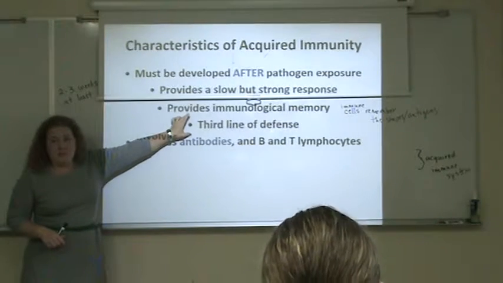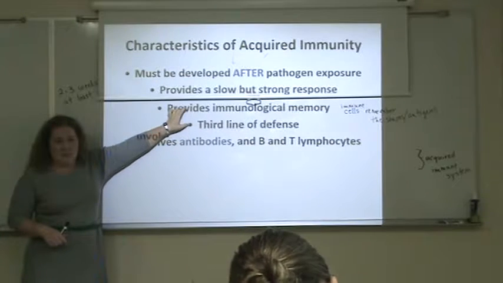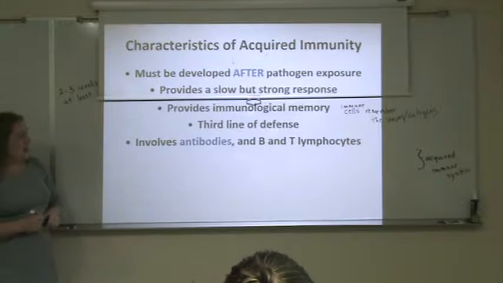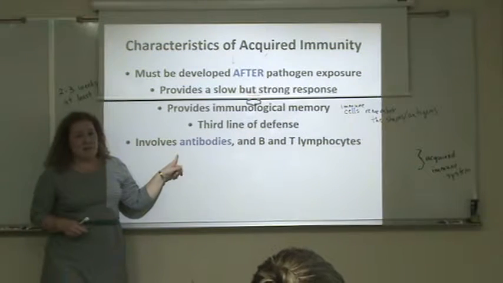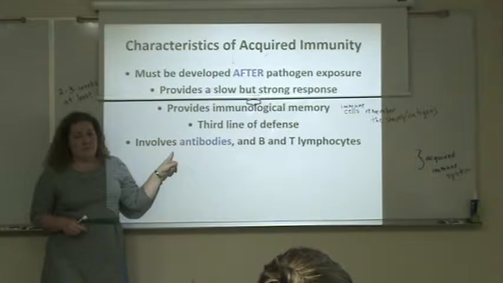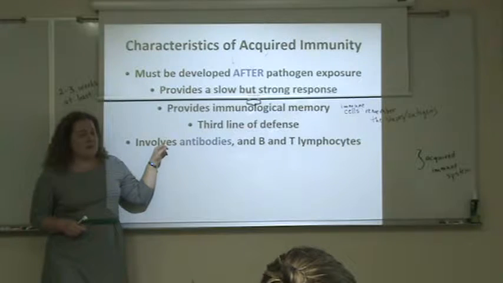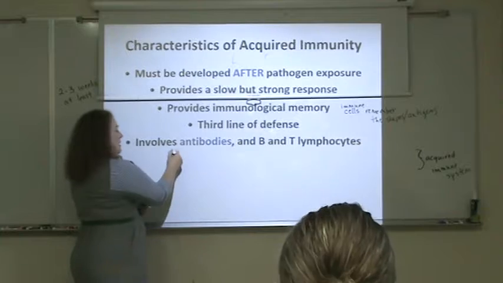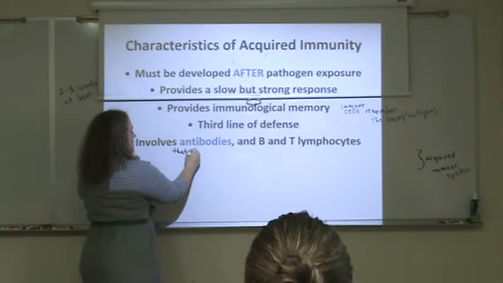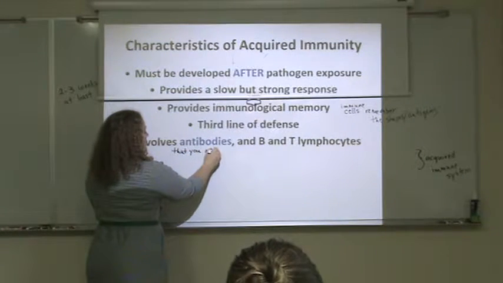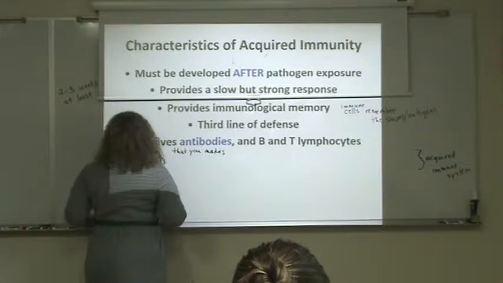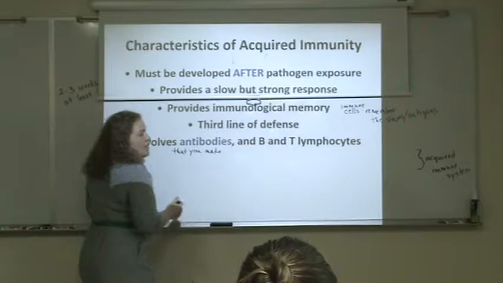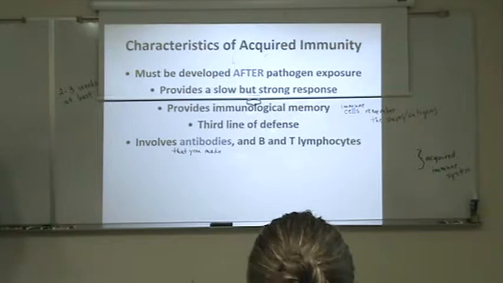This is the third line of defense. We don't use it right from the start. We use it if we need to use it. And the major players are antibodies. Antibodies are part of the third line of defense. They're part of acquired immunity. Antibodies that you make, and B and T lymphocytes are involved with this.